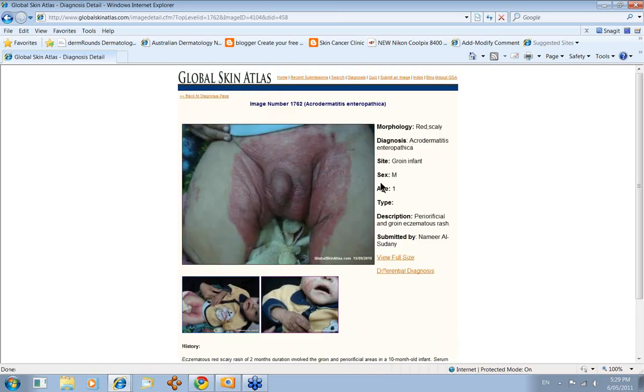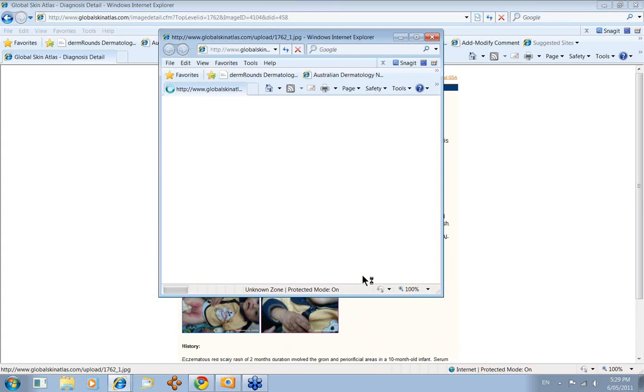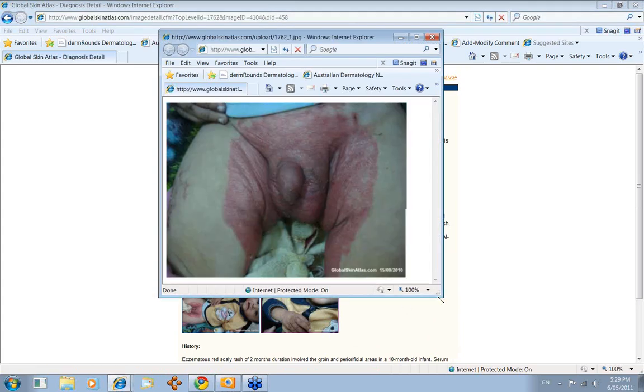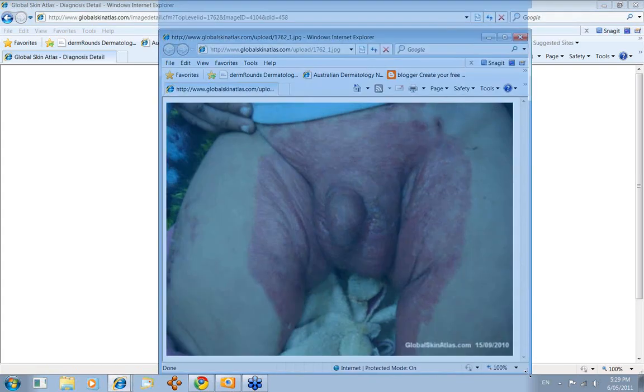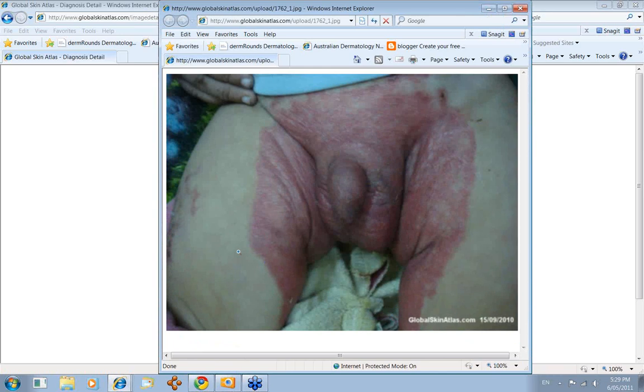Here's another example here. Let's look at that nappy rash. You can see how extensive this looks. And the edge is very fixed as well. Look how sharp that edge is. Now, you can well understand why you might think that that's an irritant dermatitis, an irritant nappy rash.